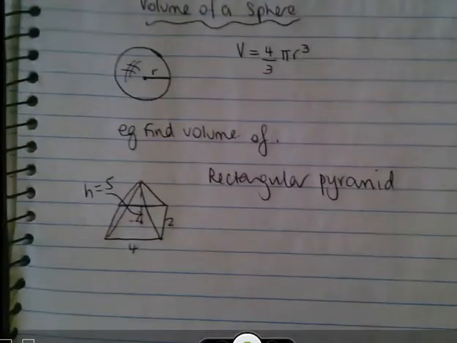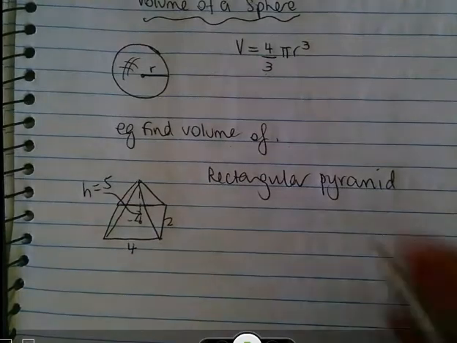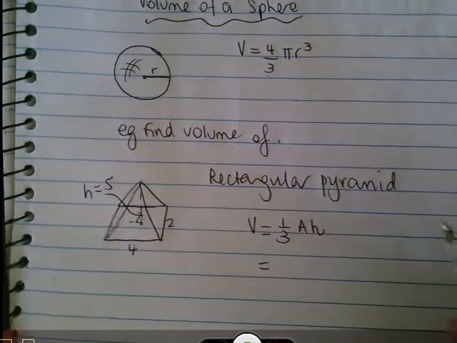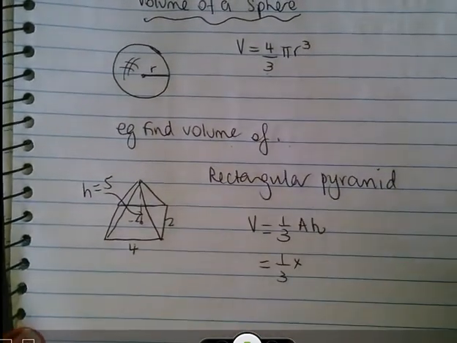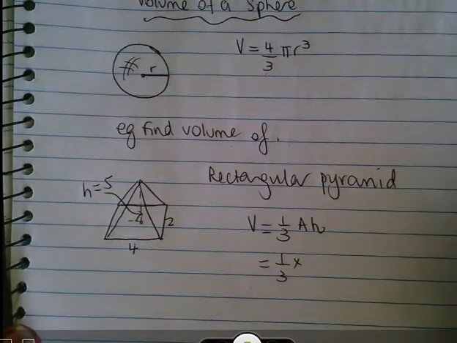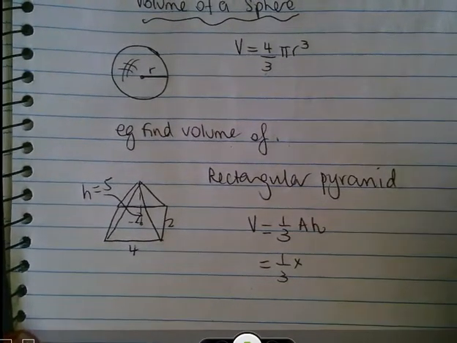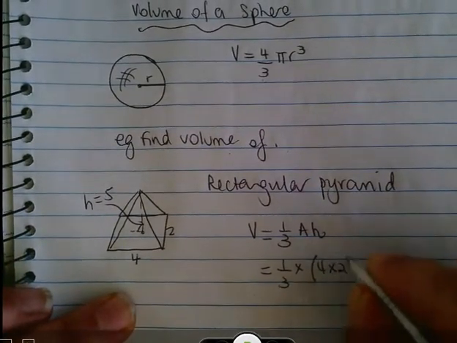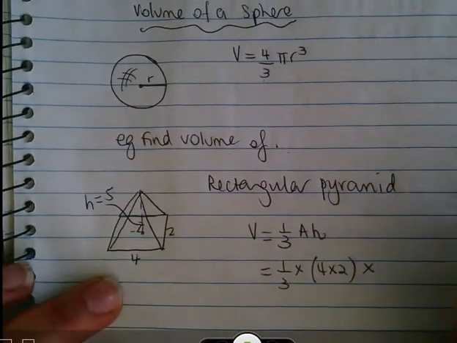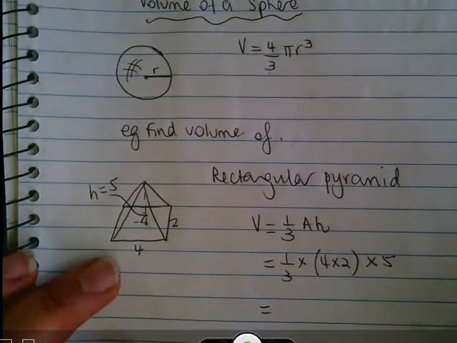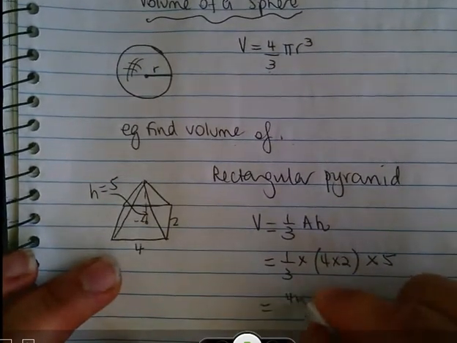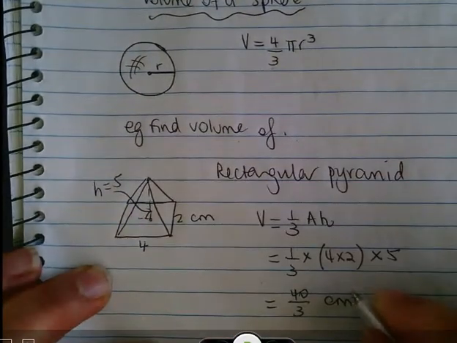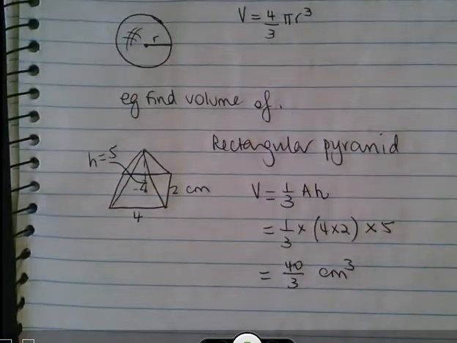So find the volume of this first shape. It's a rectangular pyramid. Again, the formula for volume is 1/3 area of the base times the height. This is not hard. 1/3 times, what's the area of the base? What's the shape? It's a rectangular pyramid, so the base is a rectangle. Come on. What's the area of the base? 4 times 2 is the area of your base. Times, what's the height? So girls, these are not hard. 40 over 3, which is whatever. We'll go centimetres cubed. And you can work out what that is.